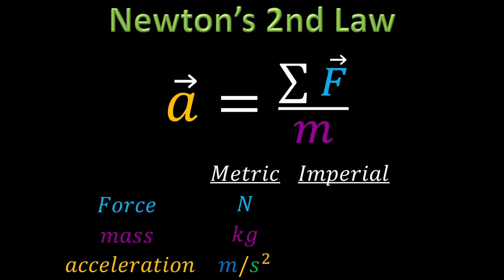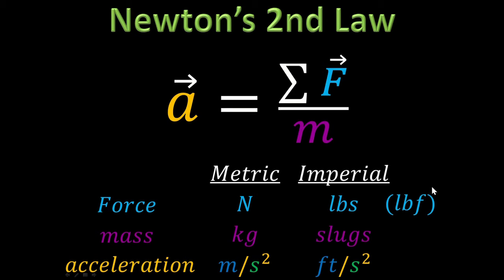We could do them in imperial units, and we would measure the force in pounds. And can you think of what the imperial unit of mass is? Well, it's actually slugs, and you may not have guessed that. And if we're measuring the acceleration in the metric system in meters per second squared, we would measure the acceleration in feet per second squared in the imperial system. And the imperial system is a little funny because we use the unit of pounds for force, and sometimes we use the unit of pounds for mass. So we say lbf, that's pounds of force, or lbm, pounds of mass.